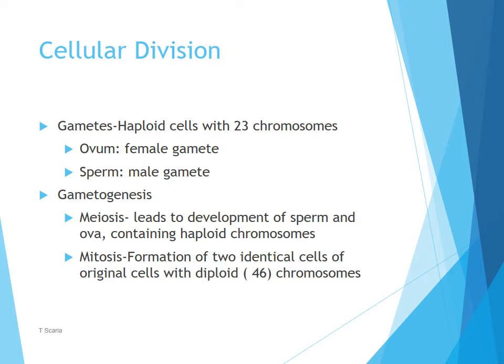And what is gametogenesis? Gametogenesis has two parts. One is meiosis and the other one is mitosis. What is meiosis? Meiosis leads to development of sperm and ova containing haploid chromosomes. What is a haploid chromosome? That has 23 chromosomes. Please remember that. And what is mitosis? That is formation of two identical cells of the original cells with diploid chromosomes. And the diploid chromosome has 46 chromosomes.